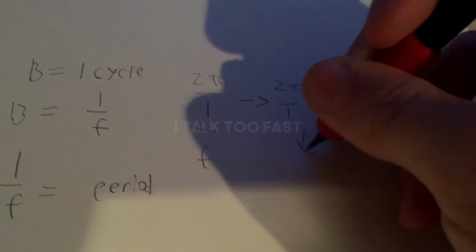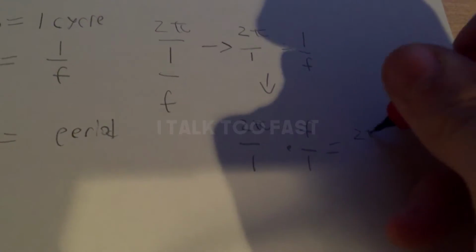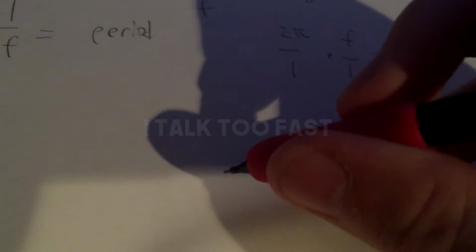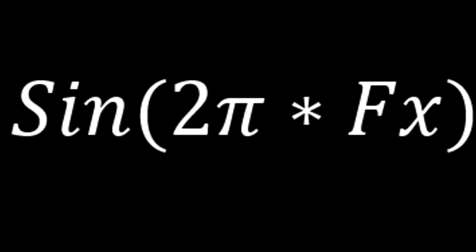To divide fractions, the sign is switched to multiplication, and the numerator and denominator of the last fraction are flipped, making it 2 pi over 1 times f over 1, which just equals 2 pi times f. When 2 pi times f is substituted for b, the formula is sine 2 pi times fx, and with that, the graphs can finally be graphed. The following graphs will be accompanied with the note they're visualizing.